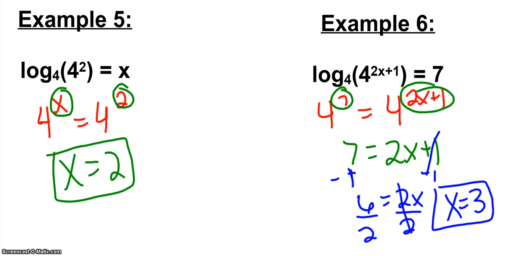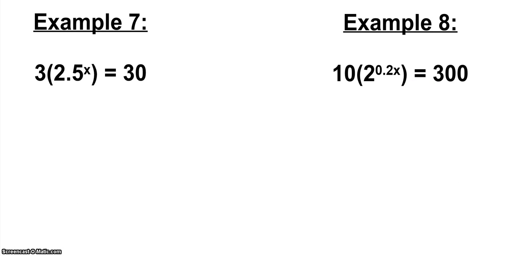Again, if you have any questions so far, just go ahead and stop this video, rewind, and rewatch. Alright, these are going to be the most tricky problems. So example 7. We have 3 times 2.5 to the x equals 30.